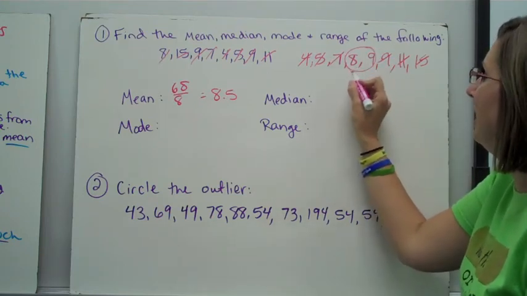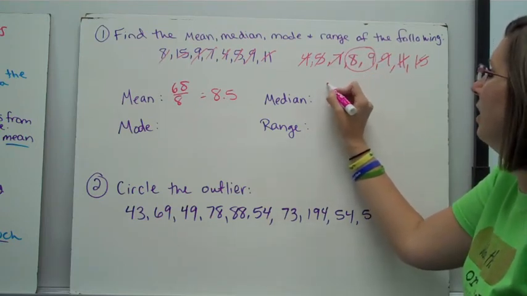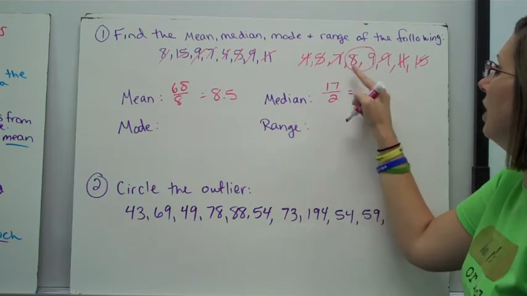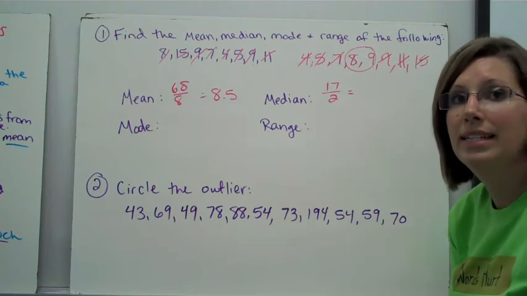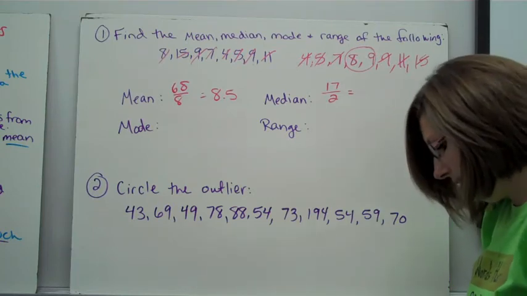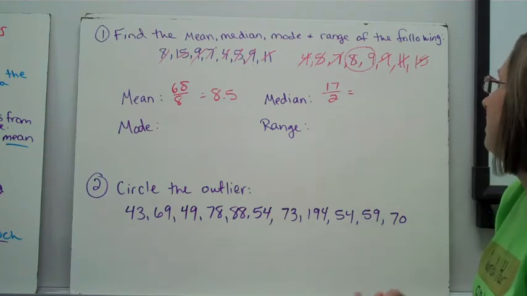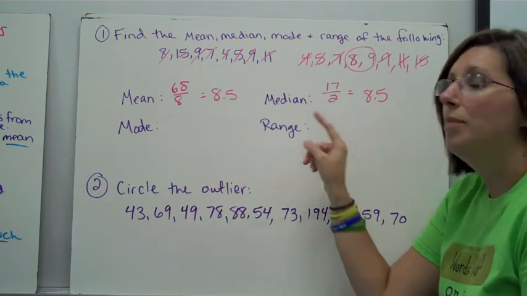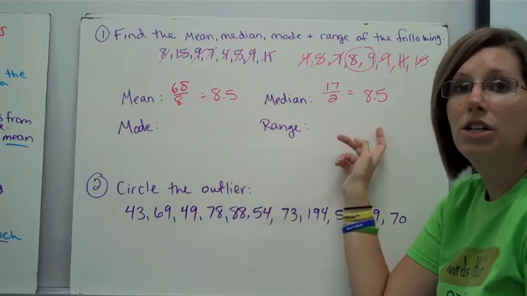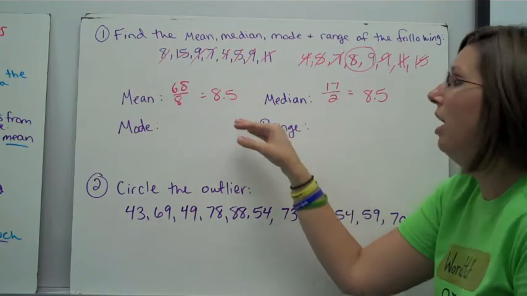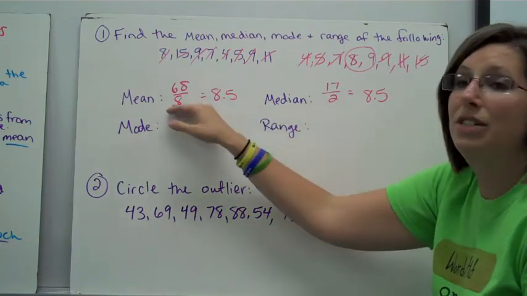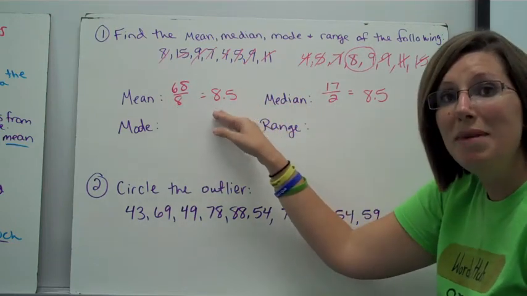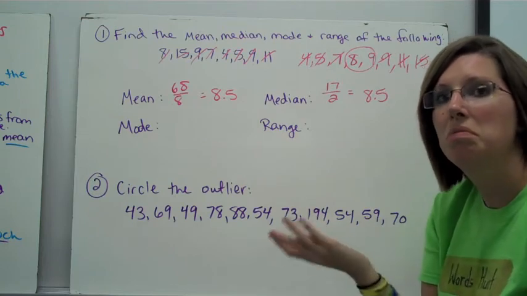So I'm going to take 8 and add it to 9. That gives me 17. And I divide by 2 because there's two pieces of data that I added together. 17 divided by 2 is 8.5. In every situation, your measures of center are going to be different. This is just a coincidence that the mean and the median are the same value.